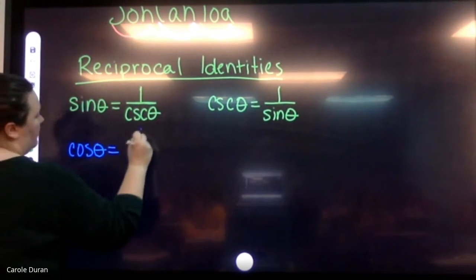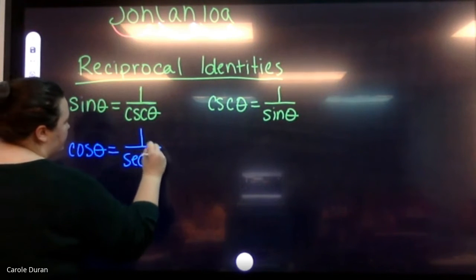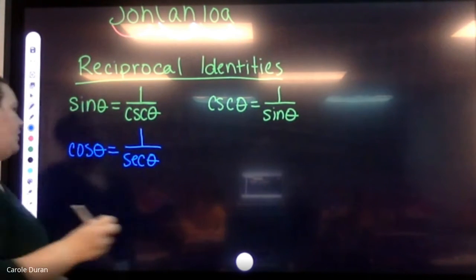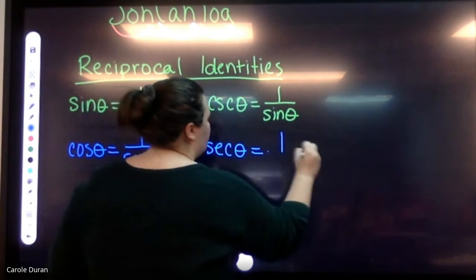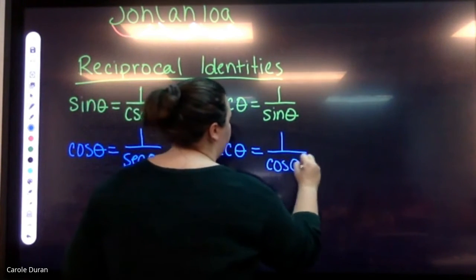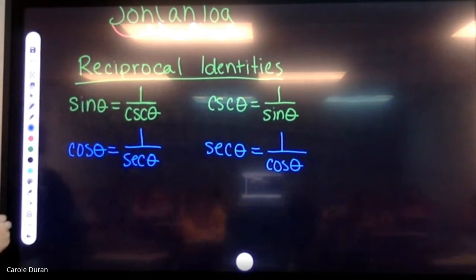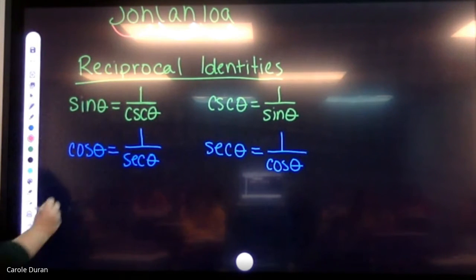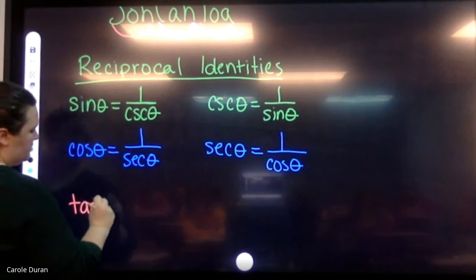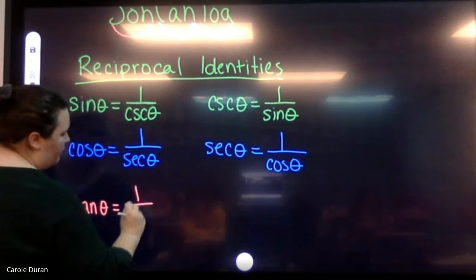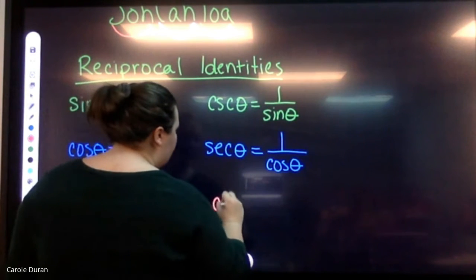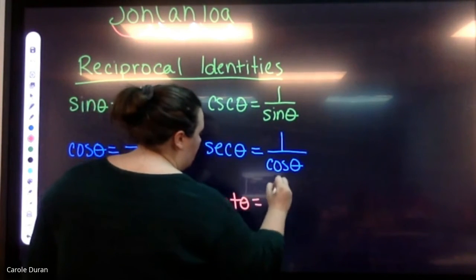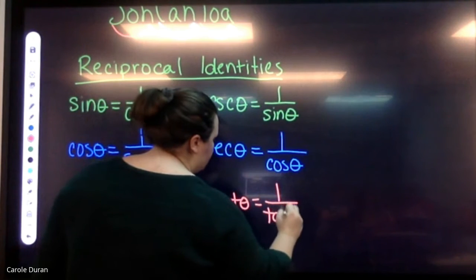Cosine is 1 over secant because secant and cosine are reciprocals of each other, which means secant is 1 over cosine. And then tangent is 1 over cotangent because tangent and cotangent are reciprocals, which means cotangent is 1 over tangent.